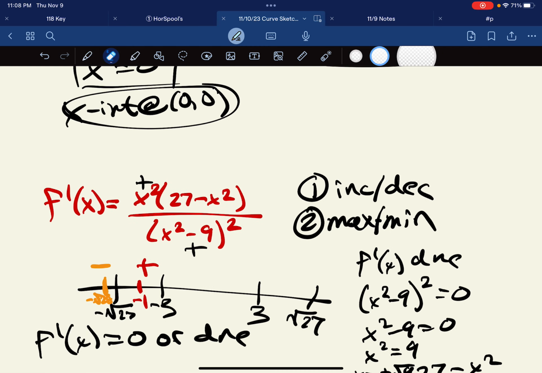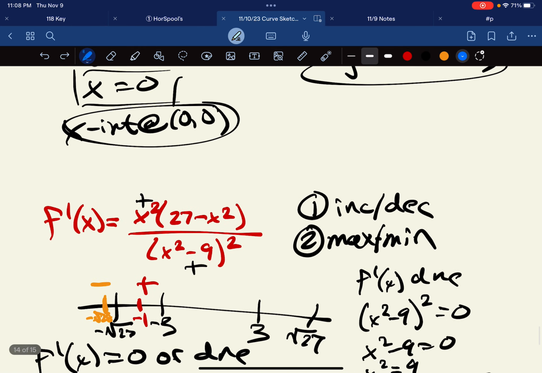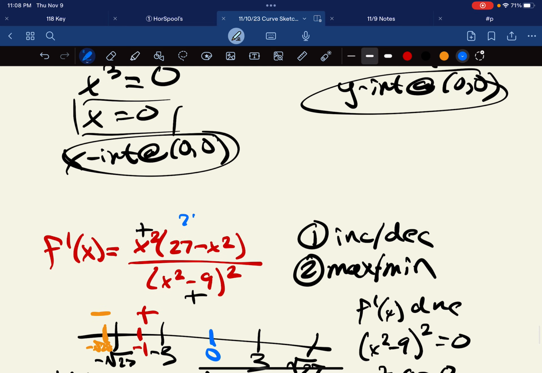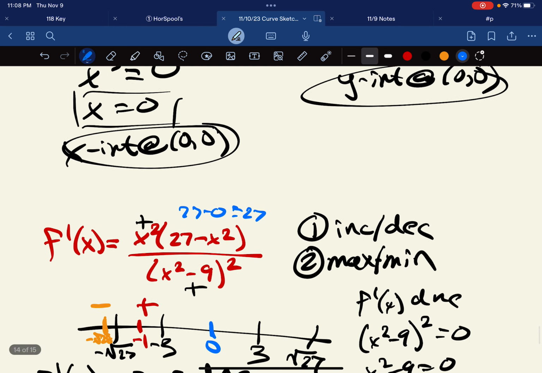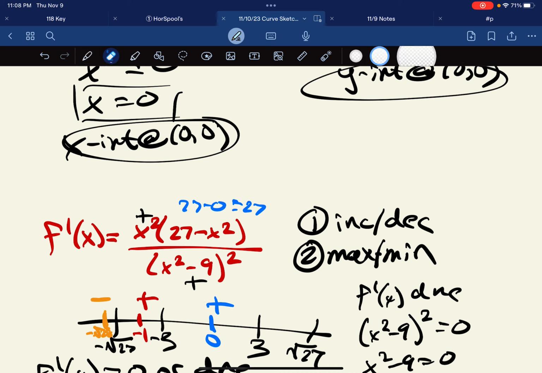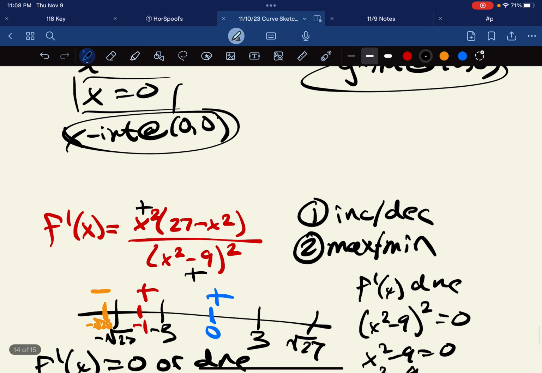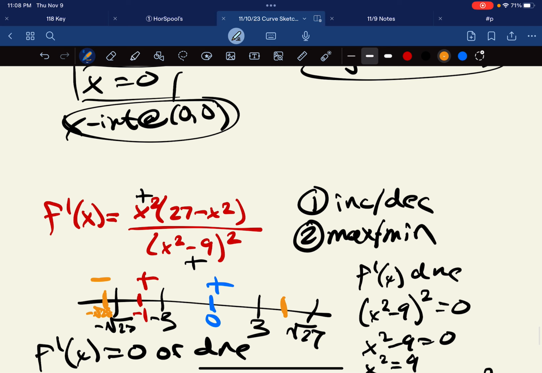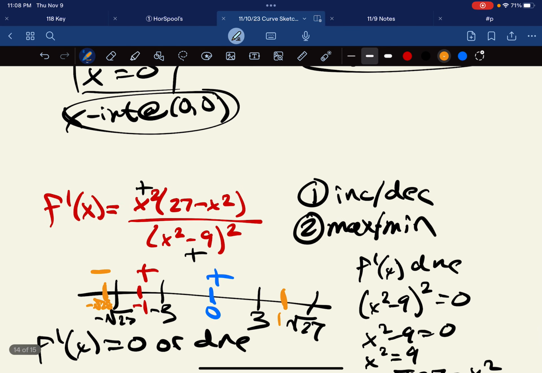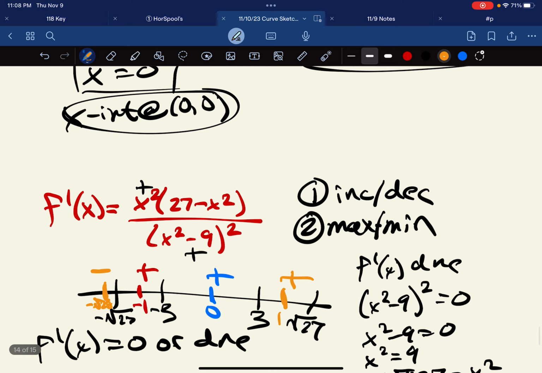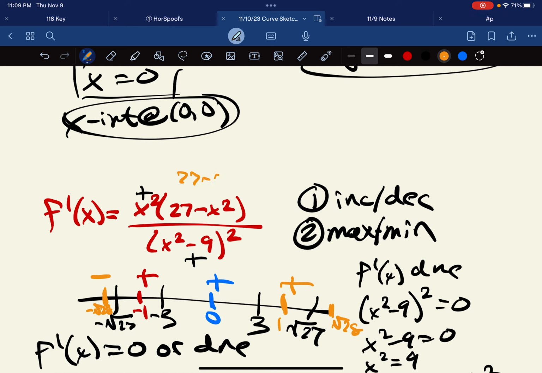Say we plug in something between negative 3 and 3. Say we plug in 0. 27 minus 0 equals 27. So that's going to be a positive 27. So we are positive there. And then same thing for 3 to square root of 27. We're just going to plug in 1. Say 27 minus 1 is 26. You get the picture, positive. And then past square root of 27, say we take positive square root 28. 27 minus 28 is going to be negative 1, which is a negative number. So we're going to be negative on that interval. So that's our sign chart.